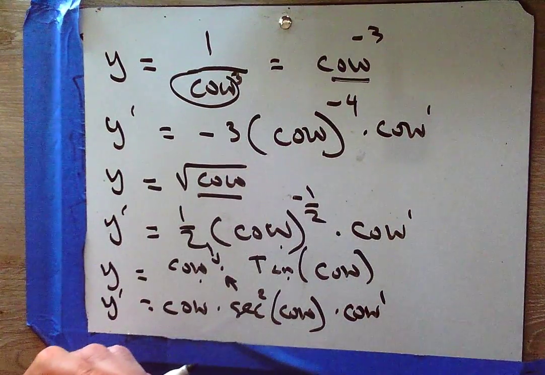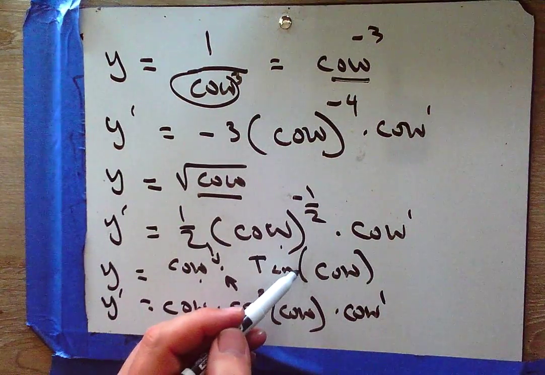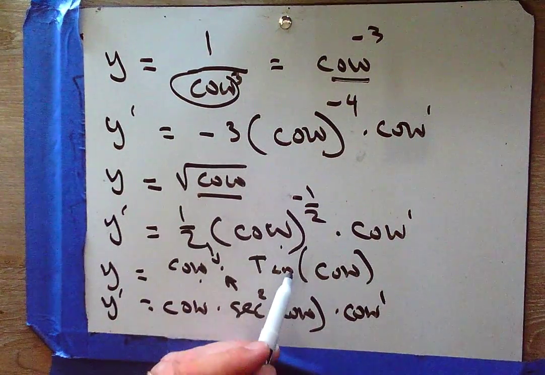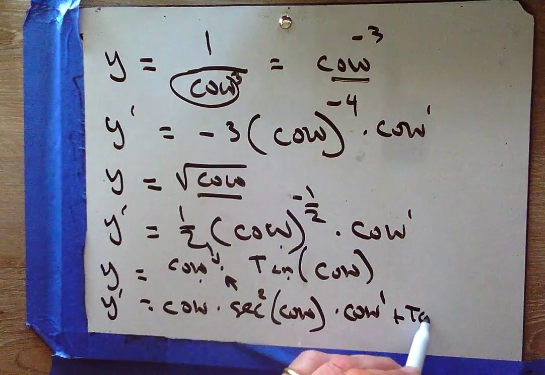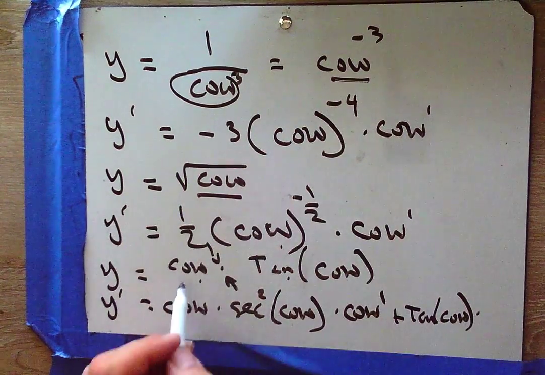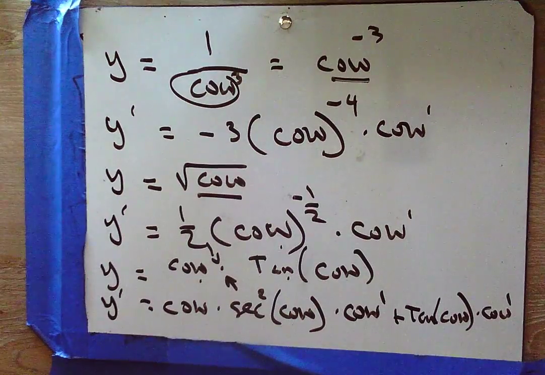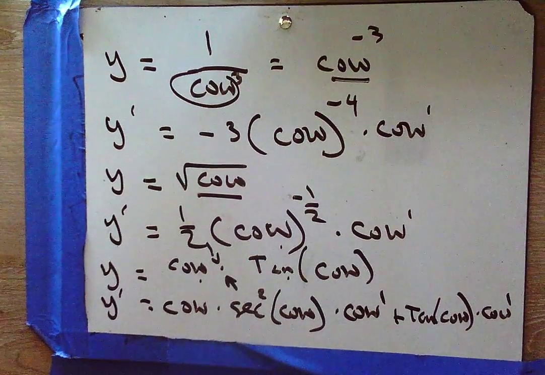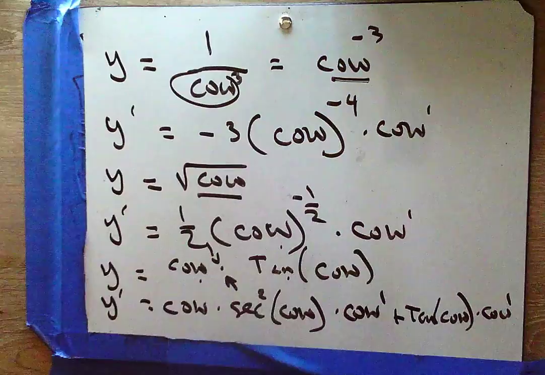But wait, we're not done. It's a product rule. We've just done this times the derivative of that. We still need to do that times the derivative of this. So plus tan cow, times the derivative of cow, cow prime. All right. Any questions about that? Fabulous.